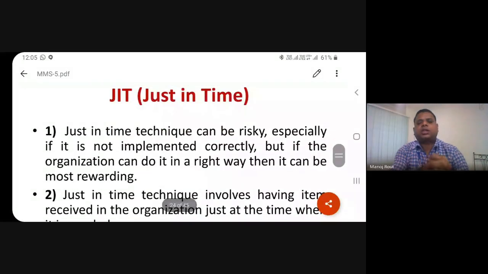The next one is just in time. We have already gone through, in your previous semester, the just-in-time concept in case of supply chain management, the just-in-time concept in a manufacturing environment, in service industries, and in product industries. So as far as the just-in-time concept is concerned, this is a technique that can be risky, especially if it is not implemented correctly. But if the organization does it the right way, then it can be more rewarding.